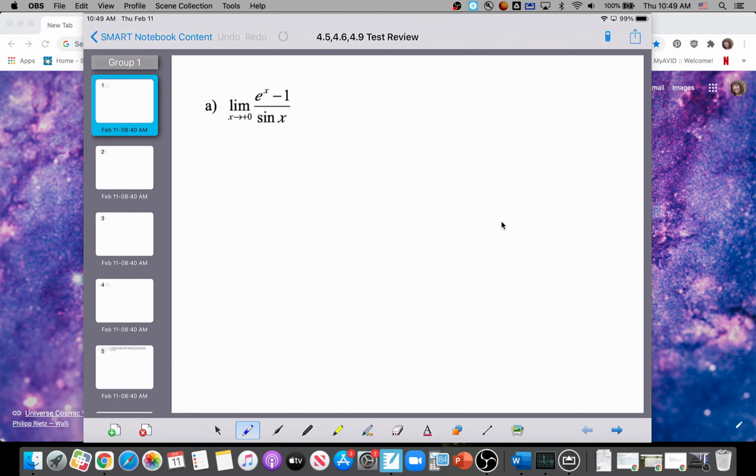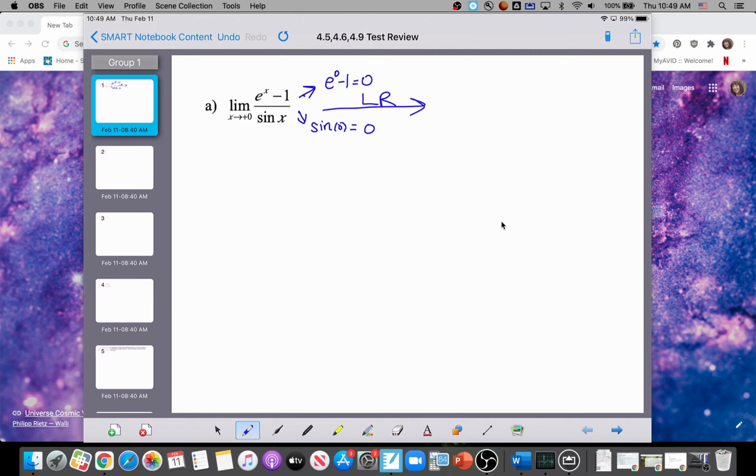So the first thing I'm going to do is check what would happen if I were to plug 0 into this limit. On the top, I would have e to the 0 minus 1. e to the 0 is 1, and 1 minus 1 is 0. On the bottom, I would have sine of 0, which is 0. So I end up with 0 over 0, which tells me that I can use L'Hopital's rule.